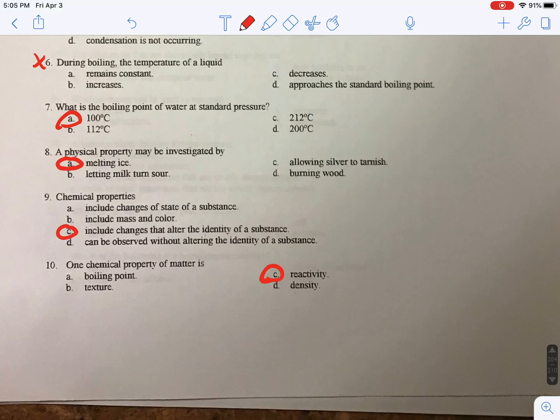The rest: milk souring is a denaturing of the milk proteins. Silver tarnishing is an oxide that forms on the silver, and burning wood is a combustion reaction.